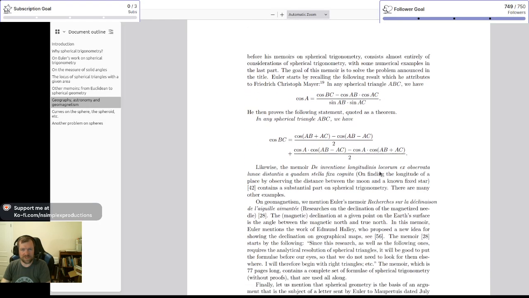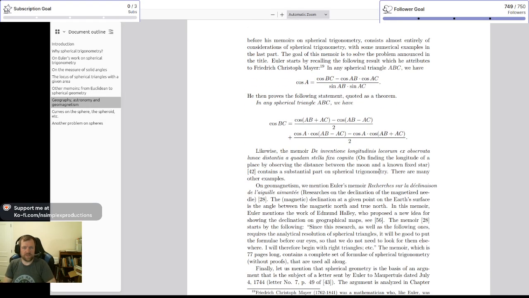Published long before his memoirs in spherical trigonometry, it consists almost entirely of considerations of spherical trigonometry, with some numerical examples in the last part. The goal of this memoir is to solve the problem announced in the title. Euler starts by recalling the following result, which he attributes to Friedrich Christoph Meyer: in any spherical triangle ABC, we have the cosine of A is equal to cosine BC minus cosine AB times cosine AC all over sine AB times sine AC. He then proves the following statement, quoted as a theorem.